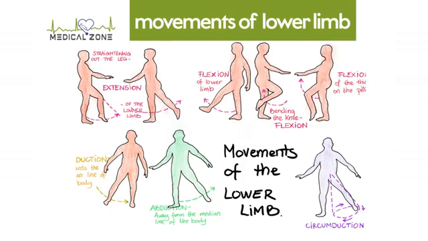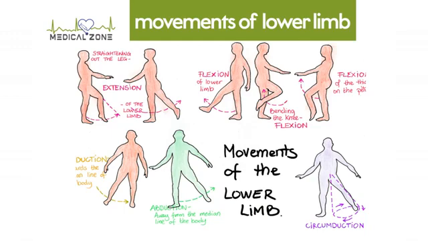Abduction means when the thigh is taken away from the median plane, and adduction means when the thigh is brought close to the median plane. Medial rotation, when the thigh is turned medially, is called medial rotation of hip joint. Lateral rotation, when the thigh is turned laterally, is called lateral rotation of hip joint.